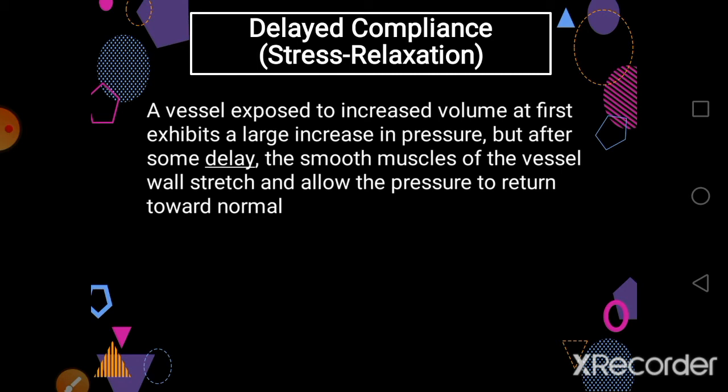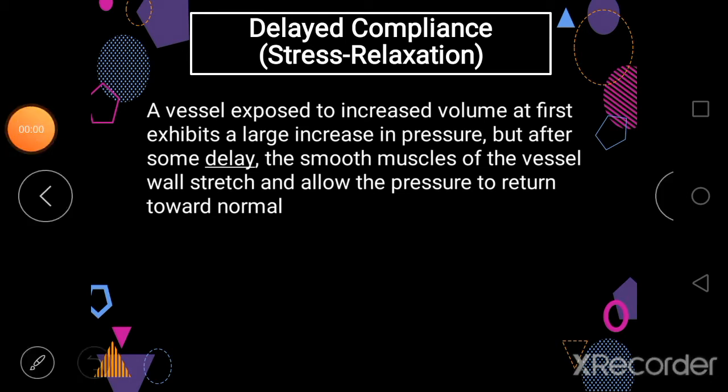When a vessel is exposed to increased volume, at first it exhibits a large pressure within its walls. But when this pressure is sustained, then after a delay of a few minutes, the smooth muscles of the vessel wall stretch and allow the pressure within the walls of this vessel to return to normal. Now, to better understand this example, I would like you to look at this graph.